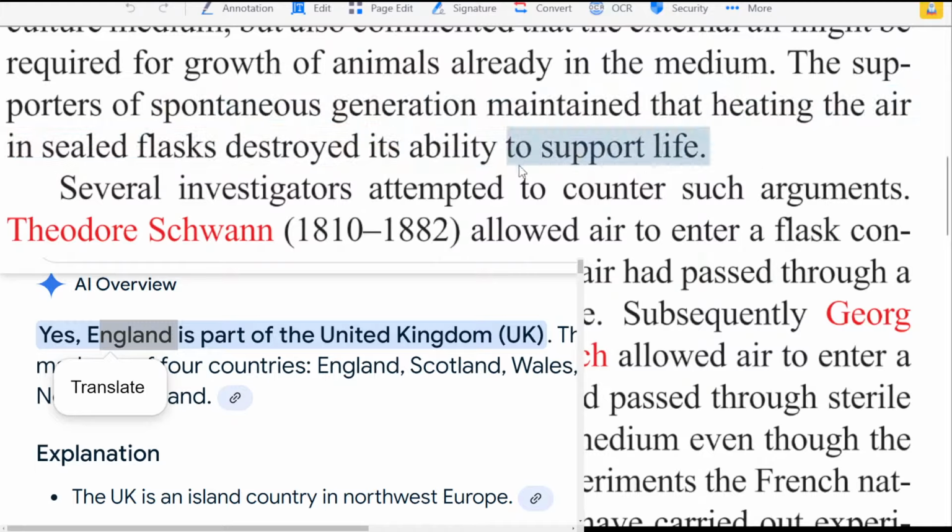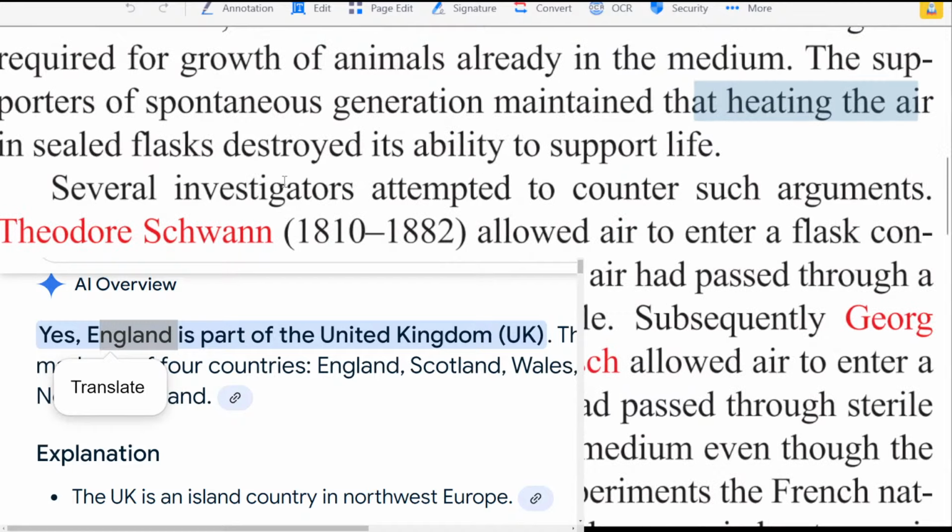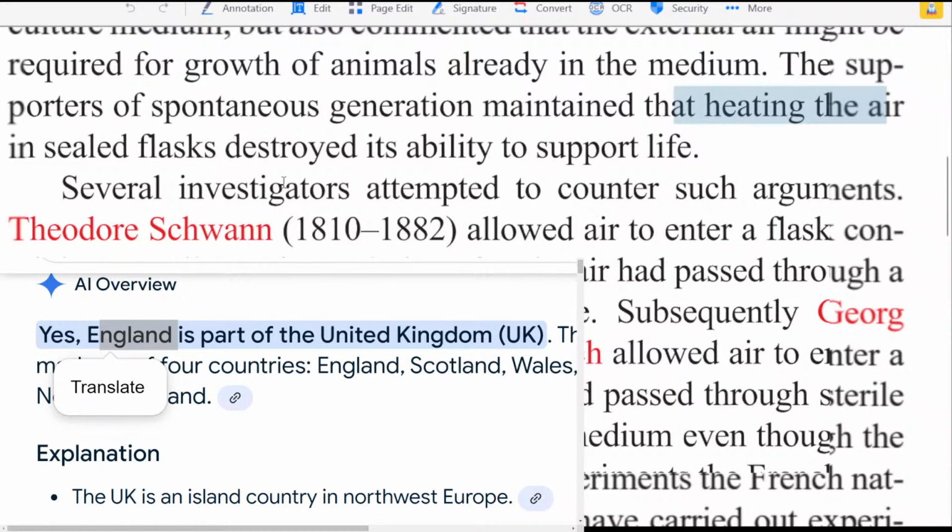They thought that air had the microorganisms, and now the air that was sealed in the flask, when we boiled it or heated it, lost its ability to support life. So they are blaming the heating of the air, not the heating of the microorganisms or the life itself. Several investigators attempted to counter such arguments.